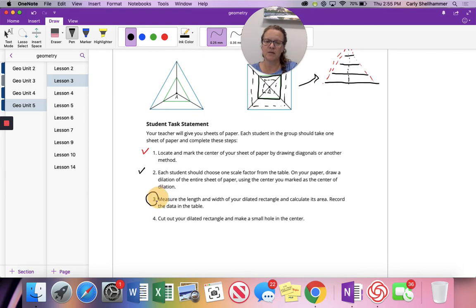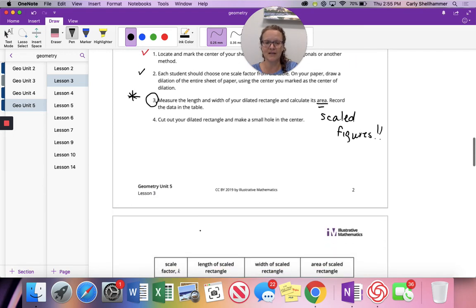This one we're going to talk about because we want to talk about how area works with scaled figures. Okay, that's the important part of this lesson right here. And then cut out your dilated rectangle or square or triangle, whatever it is, and make a small hole in the center.